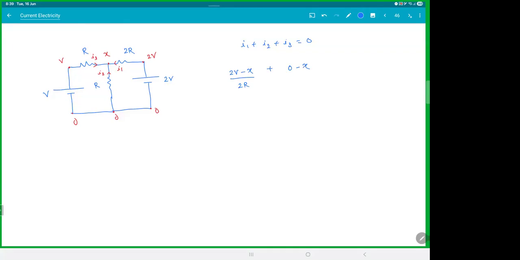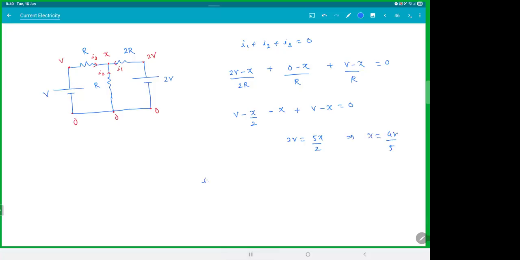0 minus X. So I'm assuming I2 is going from 0 to X. So 0 is greater. The signs will take care of themselves. And this would be V minus X by R is equal to 0. R goes off. This will be V minus X by 2 minus X plus V minus X is equal to 0. So this is 2V is equal to 5X by 2. X is equal to 4V by 5.